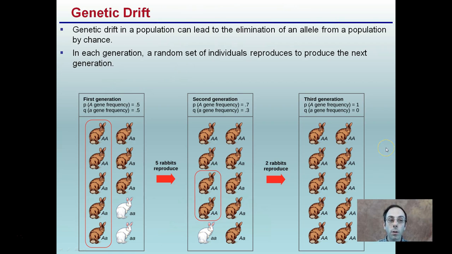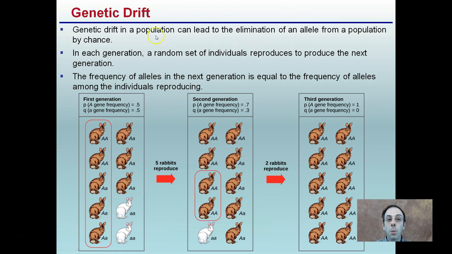So genetic drift, let's explain this just a little bit. Genetic drift in a population can lead to the elimination of an allele from a population by chance. In each generation, a random set of individuals reproduces to produce the next generation. The frequency of alleles in the next generation is equal to the frequency of alleles among the individuals reproducing.